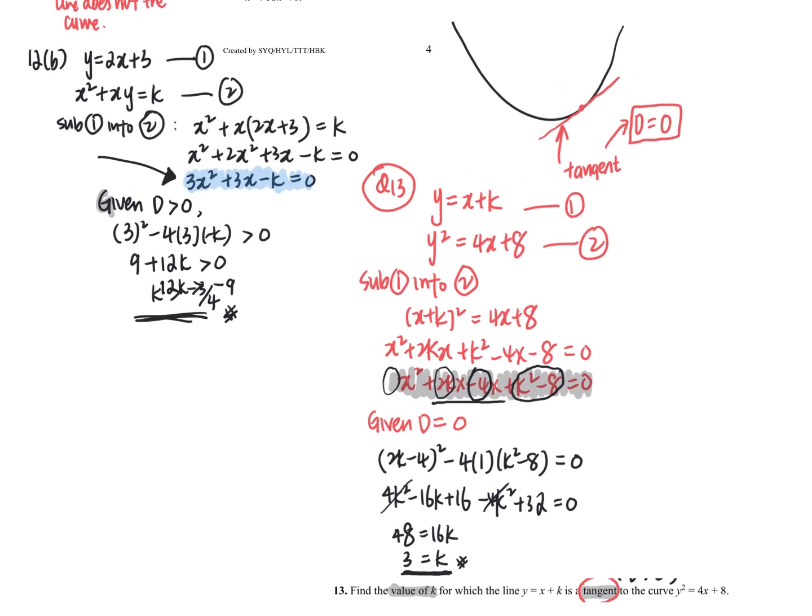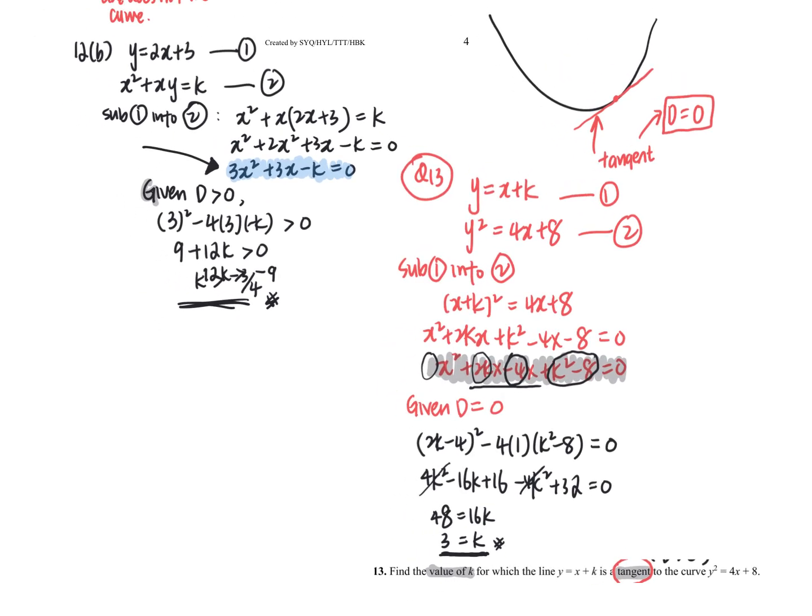Okay, in case you're still copying 12B, so far, okay? Anybody very confused? Should be okay, right? Okay, no new content here. It's just forming your new quadratic and then the rest is the same.